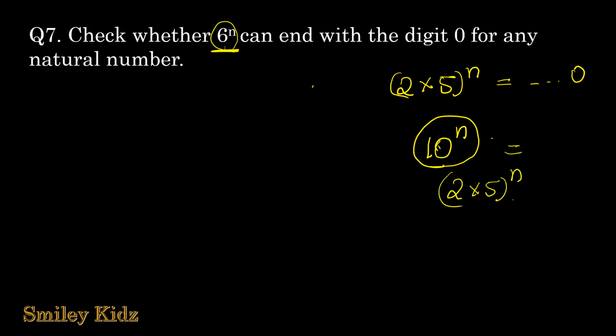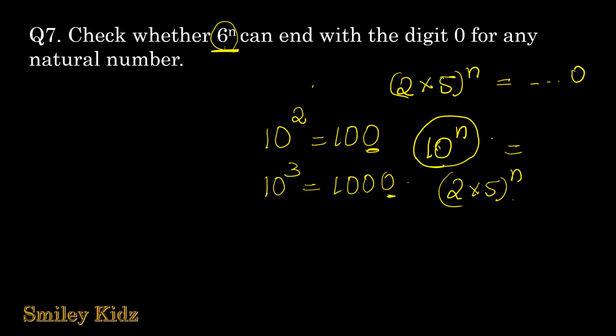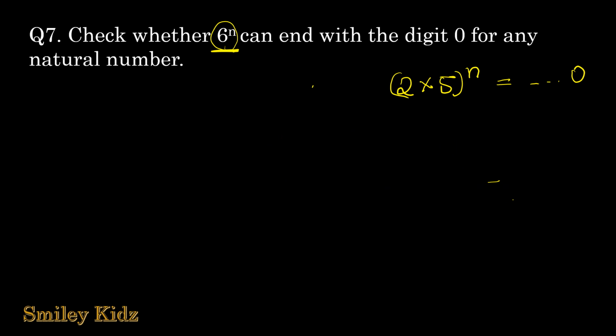Like let's suppose 10 to the power of 2. It is 100 and it is ending with the digit 0. Let's say 10 to the power of 3. It's 1000. It's again ending with the digit 0. Why? That's because it can be expressed in the form of (2 times 5) to the power of n. Right. Now let's understand the case of 6 to the power of n.